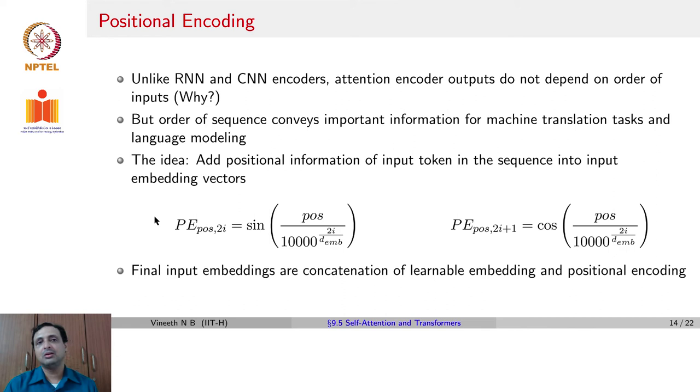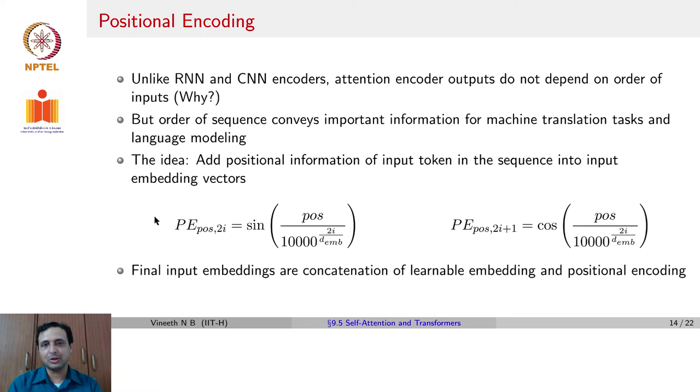So given thinking machines, if you took the word thinking, you would get a certain word embedding. You concatenate the position encoding along with that. That becomes your input to your self-attention layer. So the role of position encoding is to bring some value of where in the sequence a specific input which you are currently processing is.